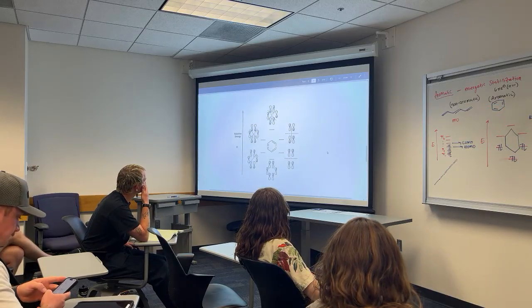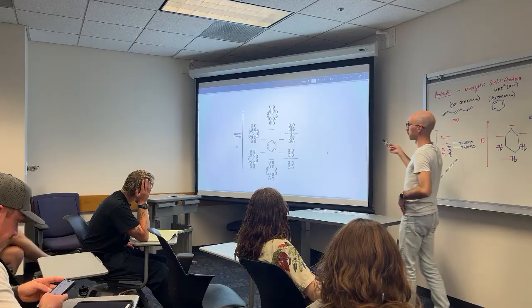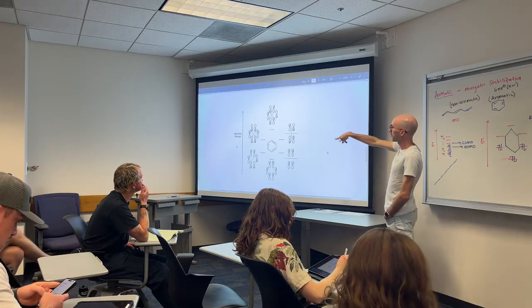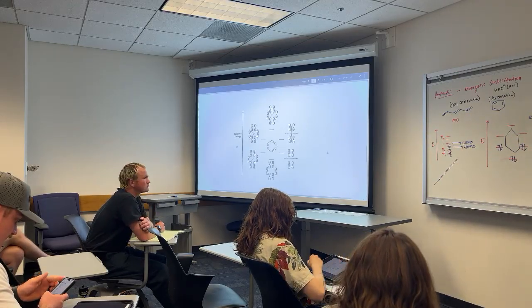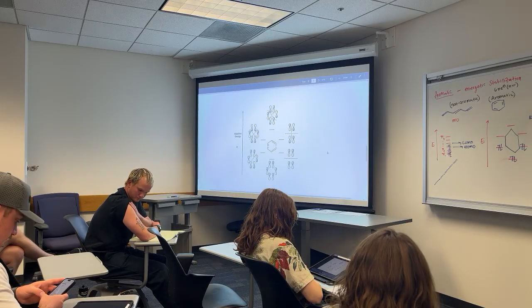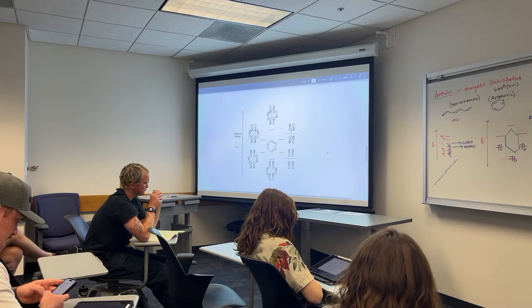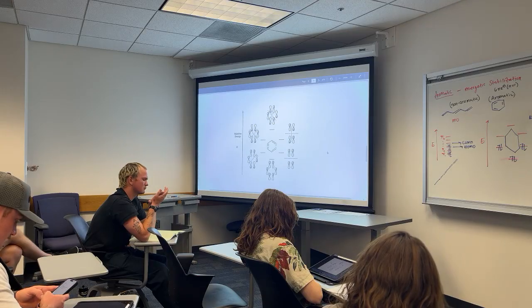Move up to the next degenerate set. What do you notice? They both have, yeah, two nodes. They both have two nodes. Once again, going in different ways through the structure. The ones on the right are perpendicular to each other. The ones on the left are perpendicular to each other. But those two sets of perpendicular nodes are at different angles relative to each other. And then you get up to the highest orbital, and you'll notice that there are three nodes. Each atom is out of phase with the other atoms.